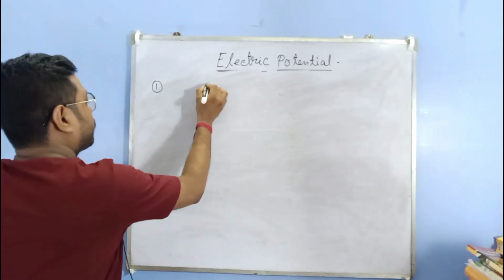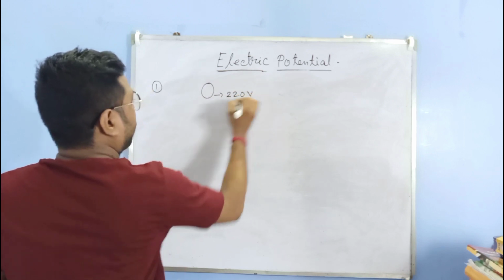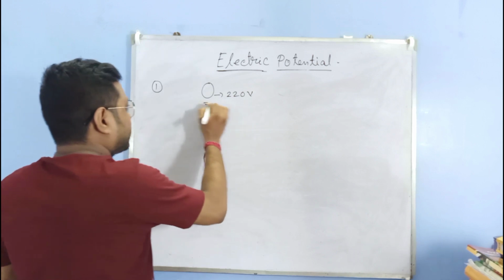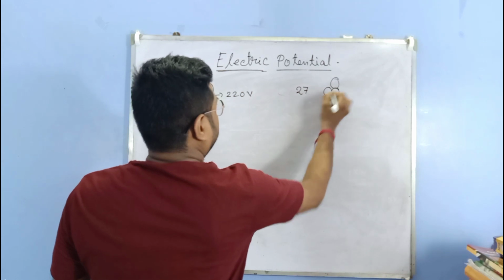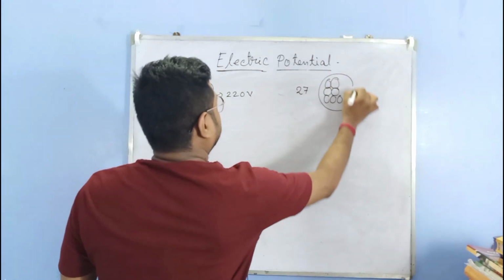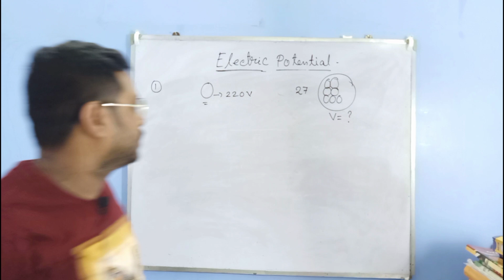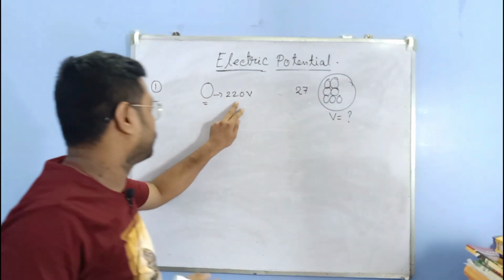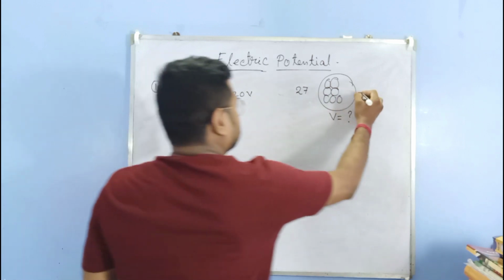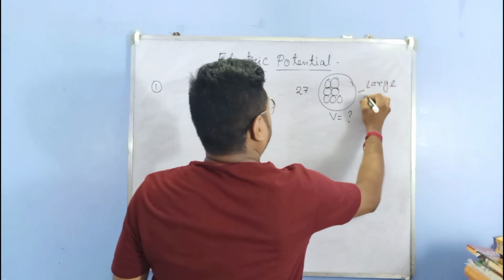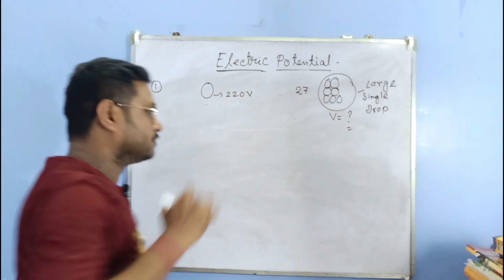Suppose the potential of a single raindrop is 220 volt. Such 27 raindrops collapse with each other to form a large raindrop. We have to find out the potential of this large raindrop. The potential of a single raindrop is 220 volt. Such 27 raindrops collapse to form a large single raindrop. What will be the potential of this large drop?